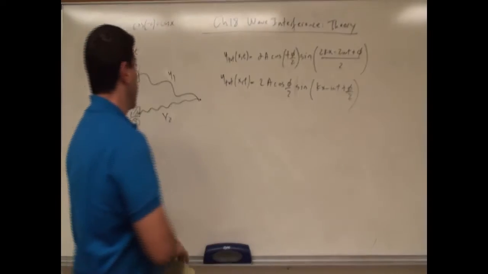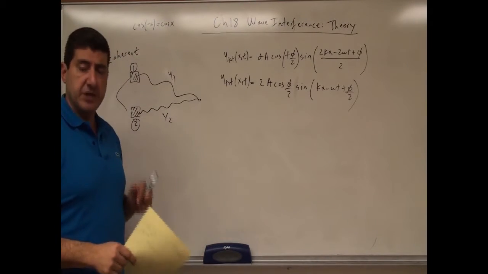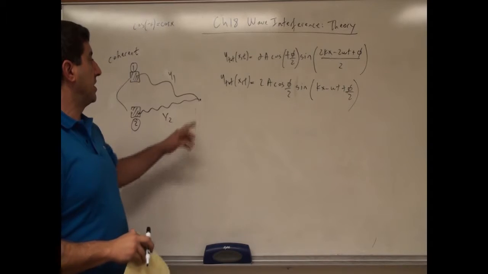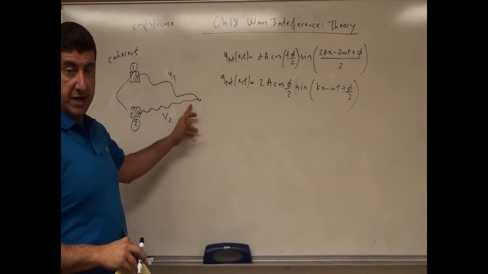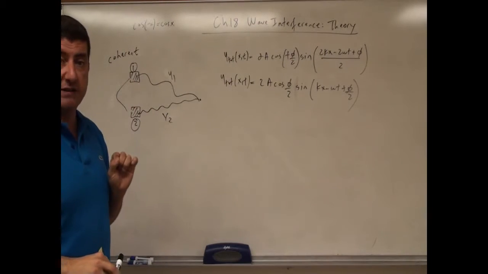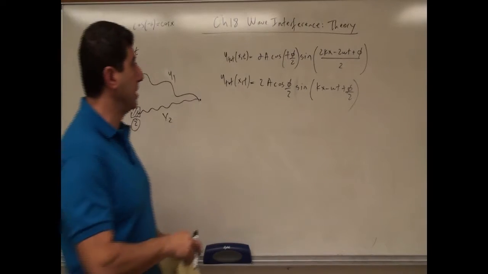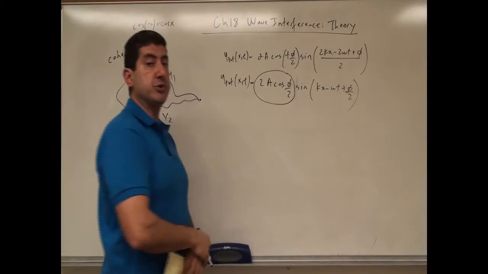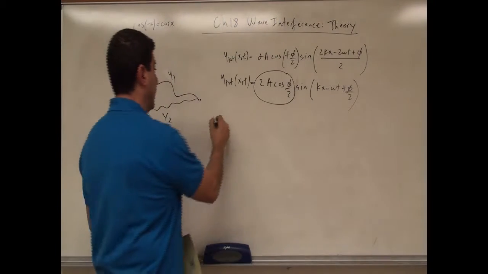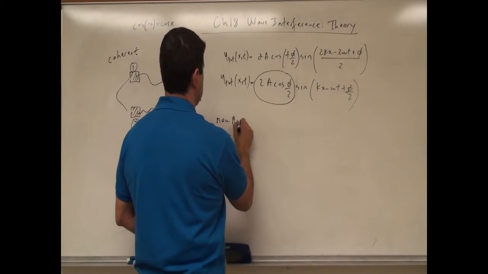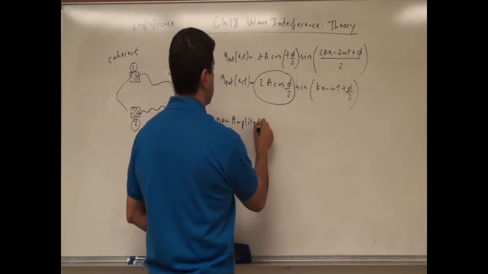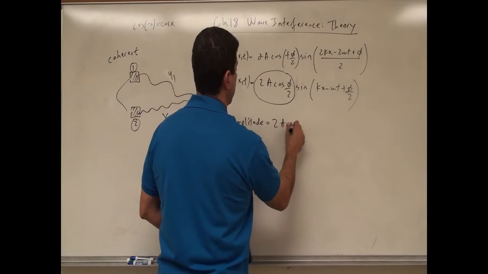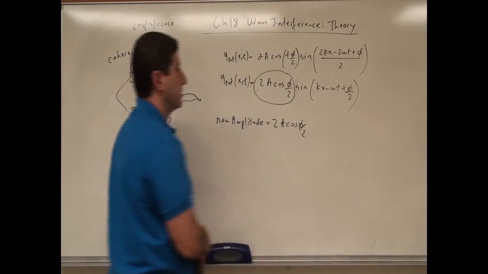Right, so when two waves of the same frequency and wavelength combine that are off by a phase angle and they have the same amplitude, what can we conclude? This one here is the new amplitude of the wave, right? So the new amplitude is going to be 2a cosine of phi over 2, right?